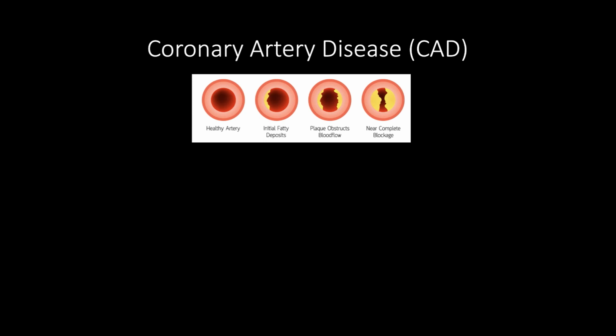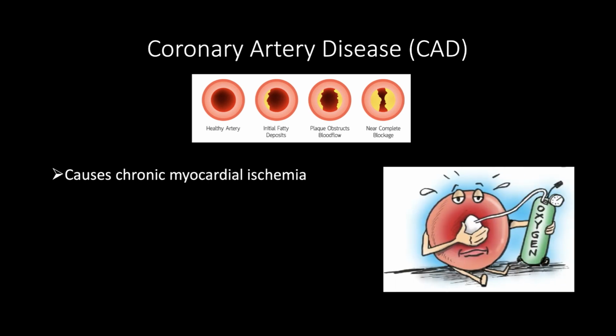The picture that you see there, you've got your healthy artery all the way on the left, and then you can see it progresses all the way up to almost near complete occlusion on the right. So what happens when we've got these buildups of plaques within our arteries causing the coronary artery disease is we end up with myocardial ischemia. We don't have enough oxygenated blood getting to our cardiac tissues that are demanding it.